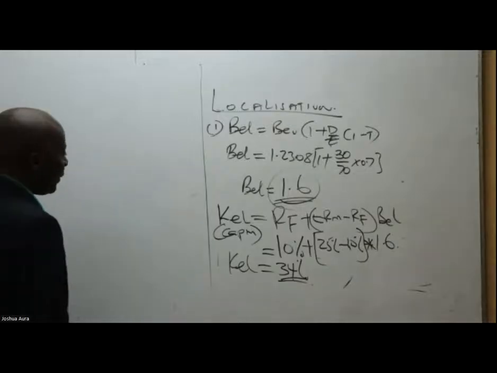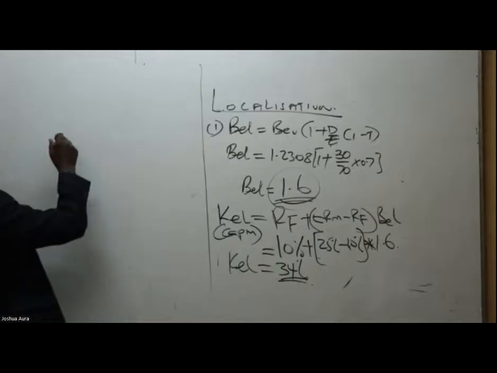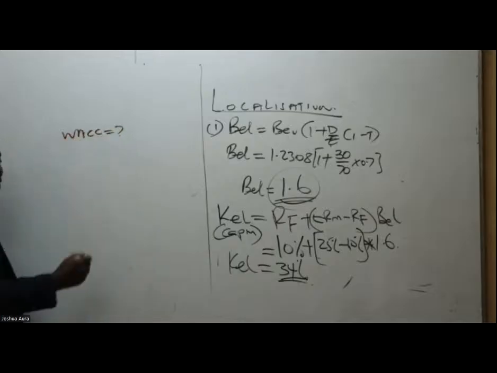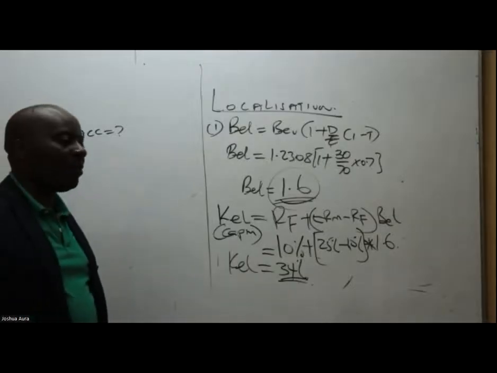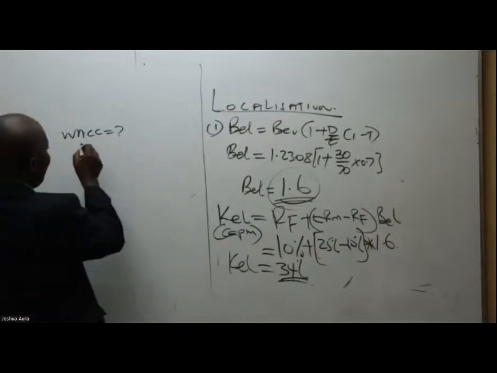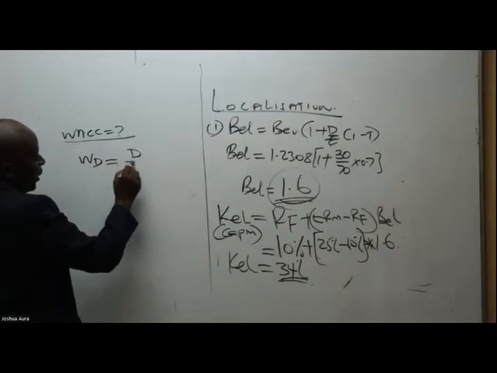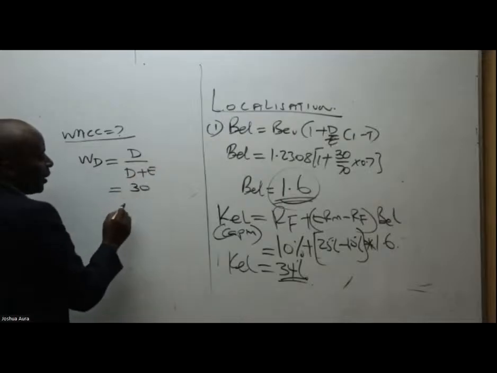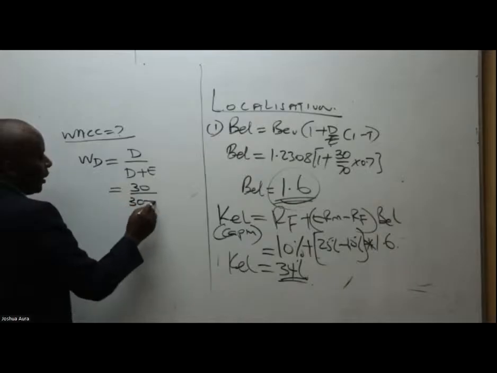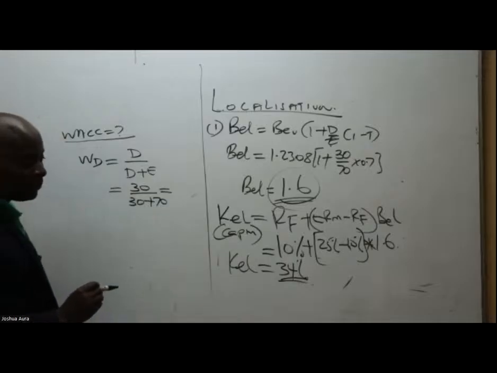Ladies and gentlemen, the moment I have the cal there, I'll come here and calculate WACC, because if you read the question very well, it was about determining the suitable discounting rate. It's WACC. To get this WACC, it will be good to get the weight of debt first. Weight of debt is debt over debt plus equity. The debt is 30, all over 30 plus equity, which is 70. The weight of debt will be 0.3.